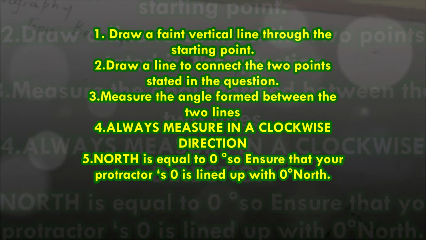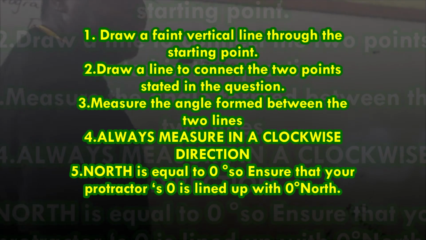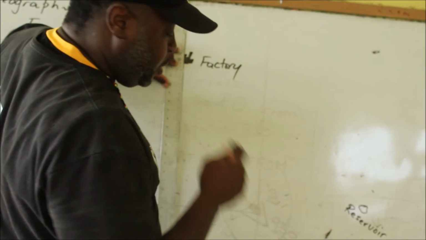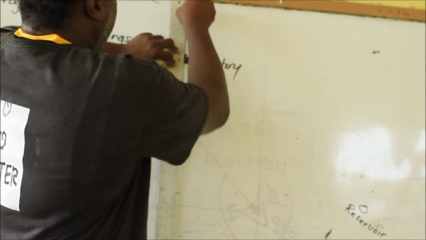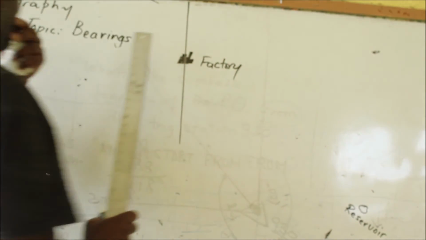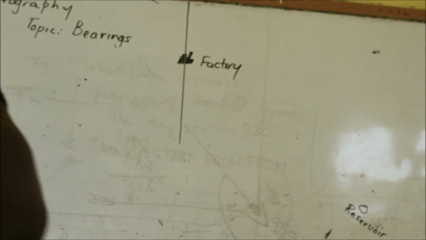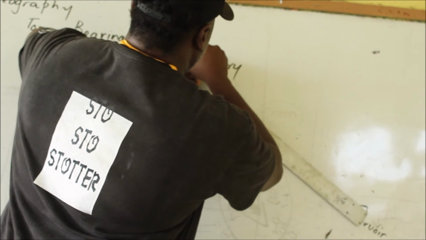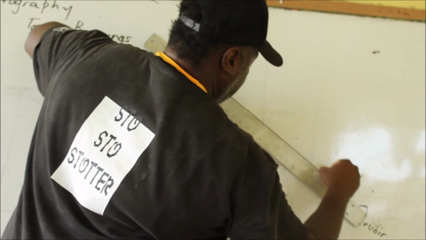So step number 1, we find our starting point, and we know that our starting point is the factory, because it says what is the compass bearing of the reservoir from the factory. So we draw our north-south line as usual. We draw our north-south line through our starting point. We draw a line which connects both.